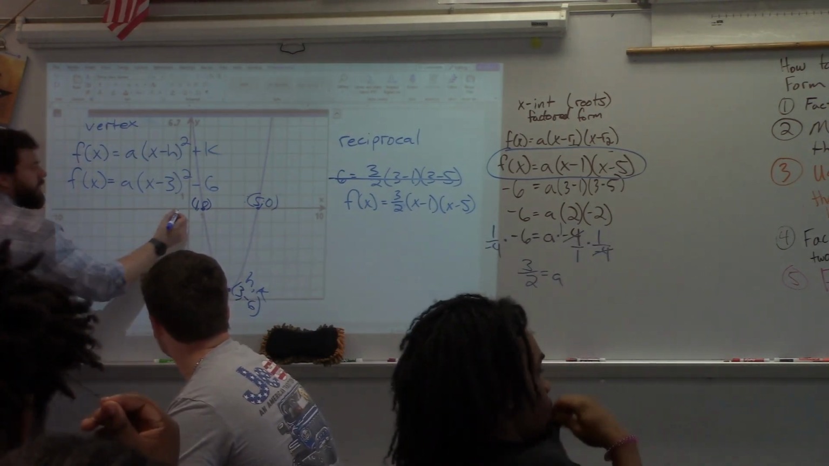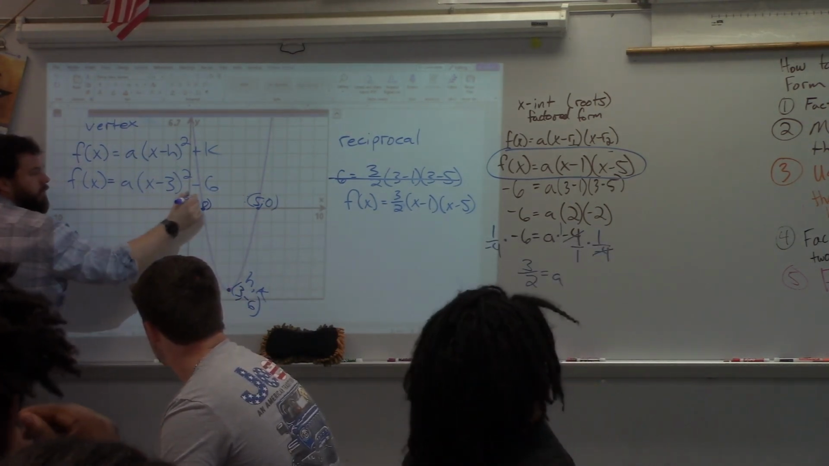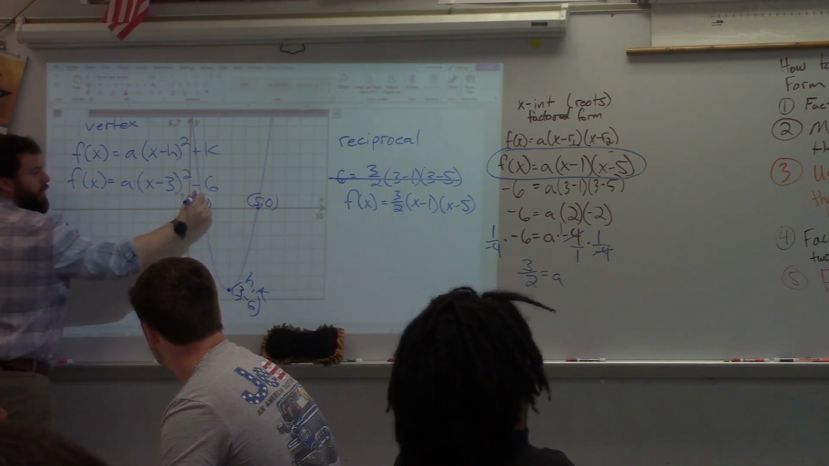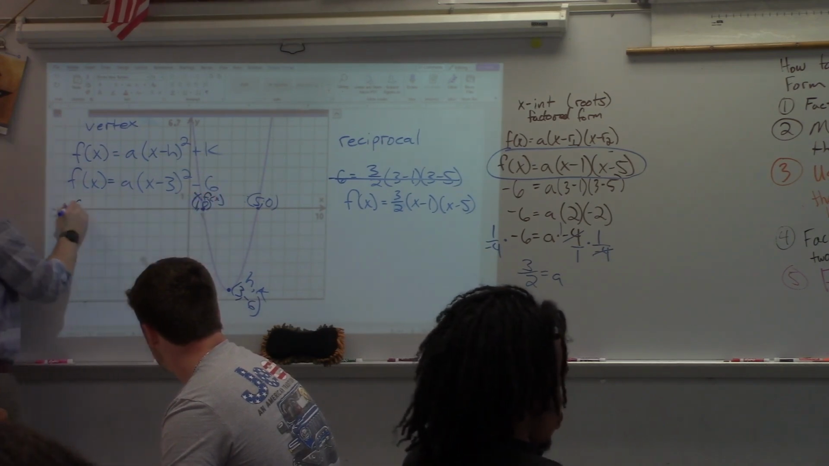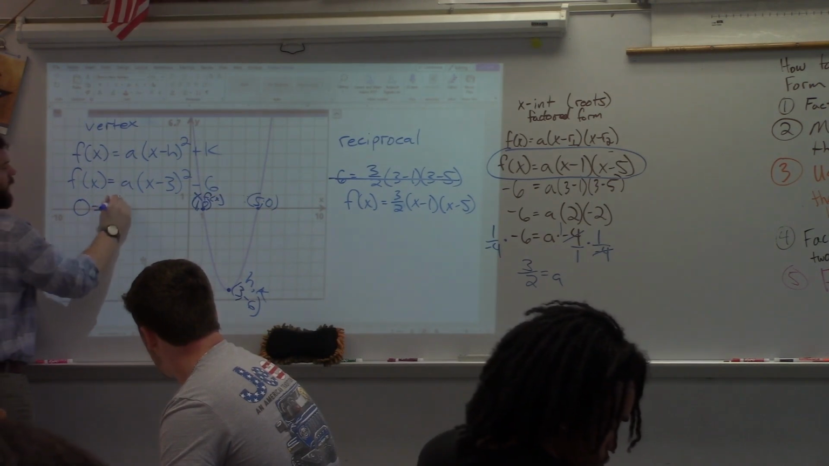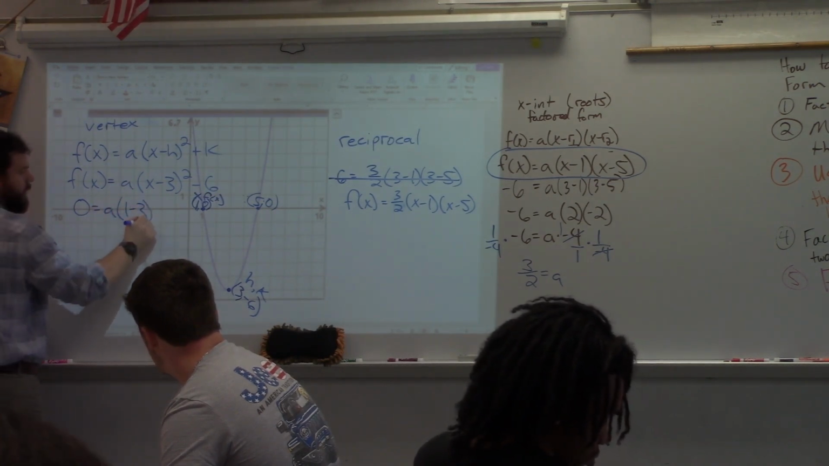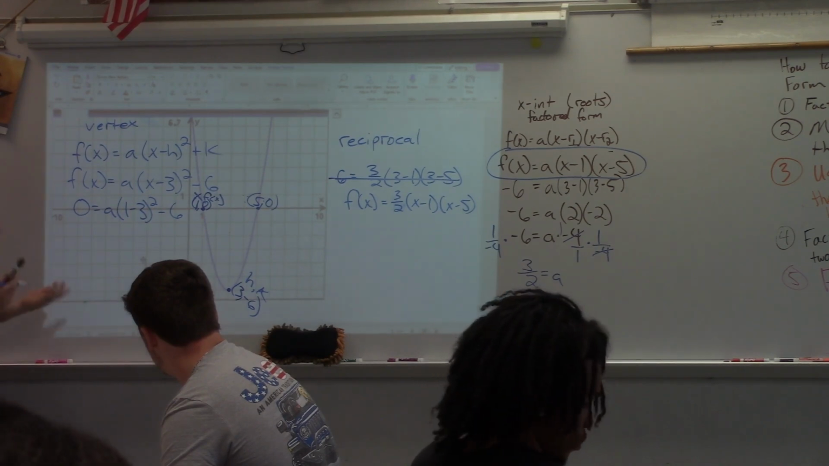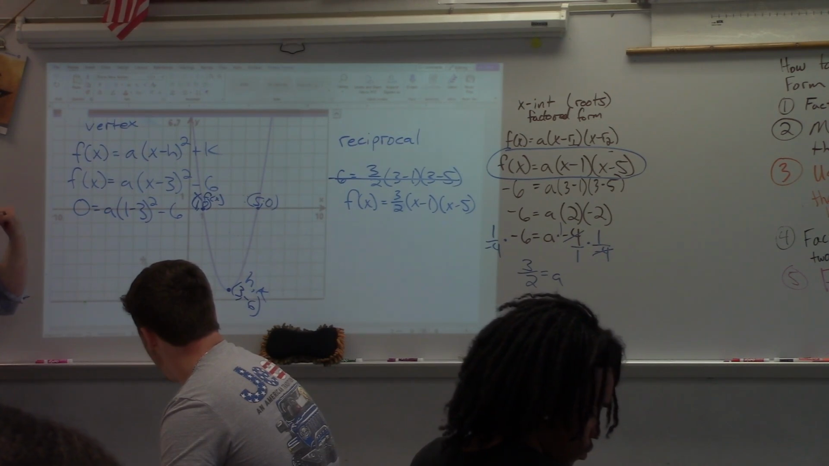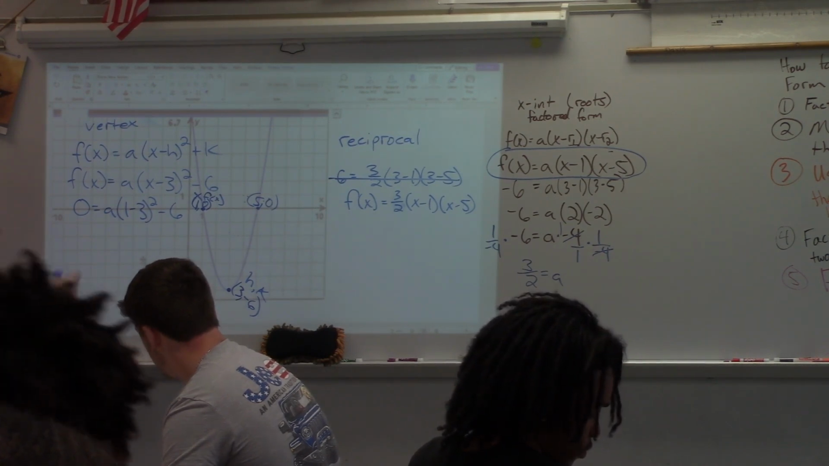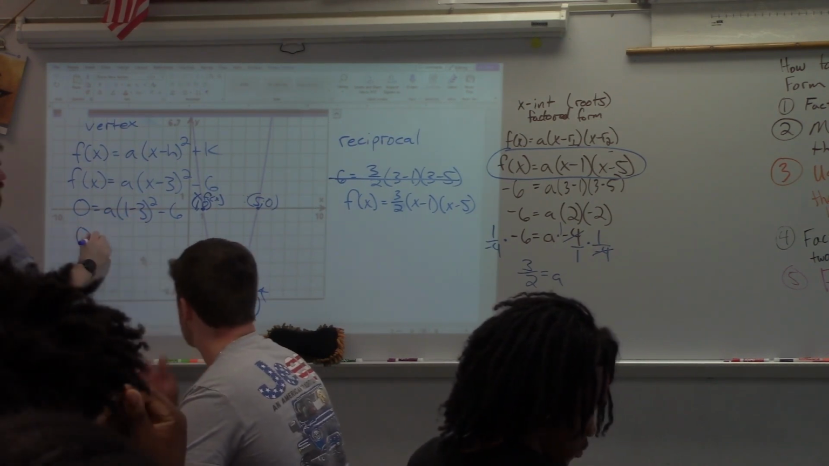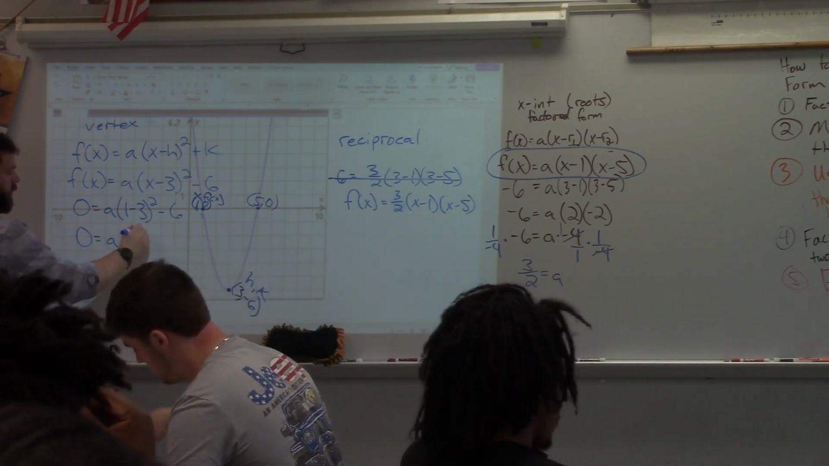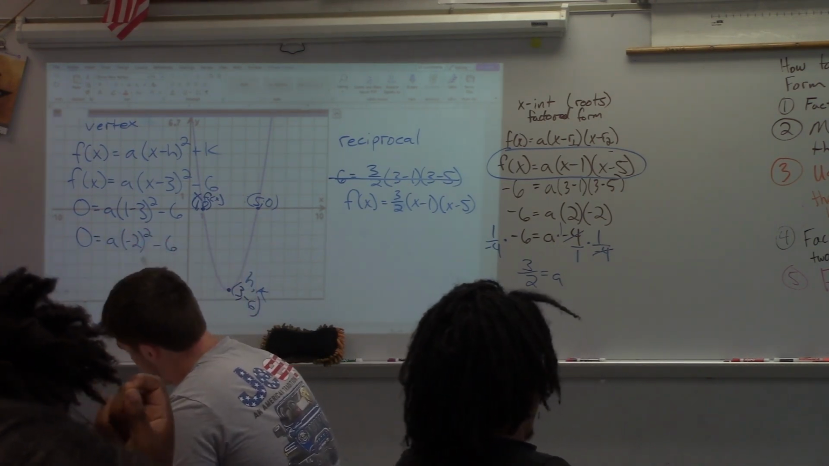So, what's being substituted in for x? 1. What's being substituted in for f of x? 0. So 0 is equal to a times (1 minus 3) squared minus 6. Trying to solve an equation. I've got one unknown, so what's the first thing I want to do? Simplify. What's 1 minus 3? Negative 2. Negative 2 squared.